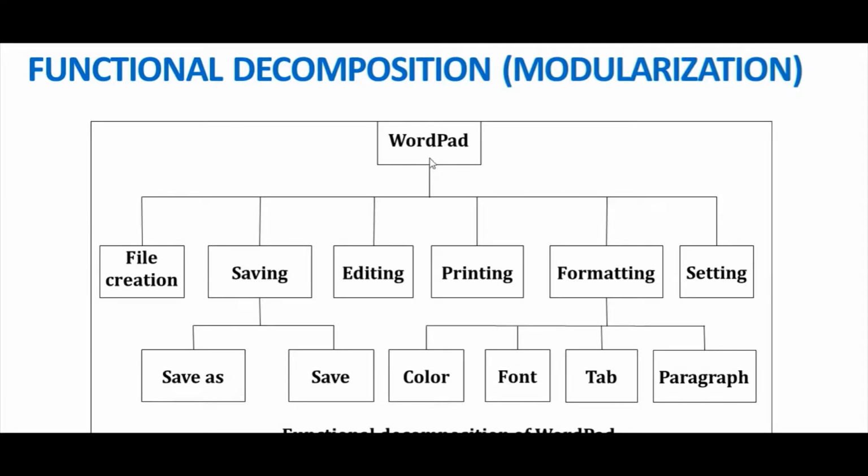So, what we are doing is dividing the major task into different sub modules or functional decompositions. We are decomposing the major problem into functional parts. Now, these functional parts can also be subdivided. Subdivided in the sense what? Saving can be divided into save as and save. So, the saving function of a Word document can be subdivided into save as well as save. In the same way, the formatting function can be subdivided into color, font, tab and paragraph.